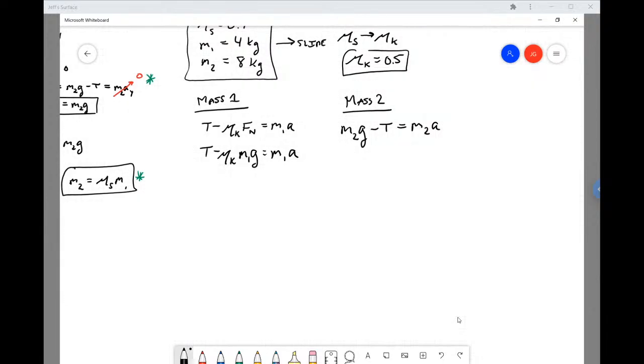Alright, so I have these two equations, and what are the similarities here? T. Let's solve both for T, and then set them equal to one another. So the tension couples the two masses. The tension on mass 1 is equal to its mass times its rate of acceleration plus the magnitude of the friction force. And so this should make sense. What's the tension? Well, it's whatever the net force is plus whatever is needed to overcome the force of friction.